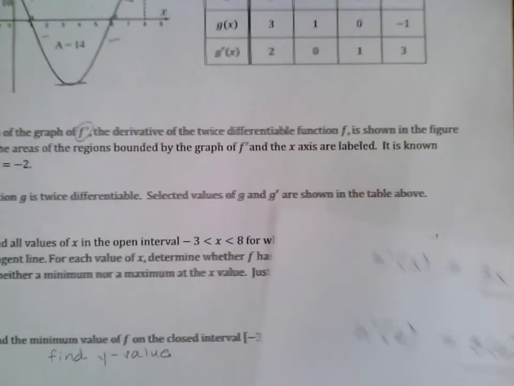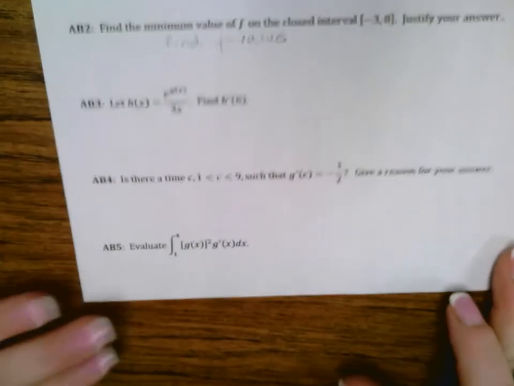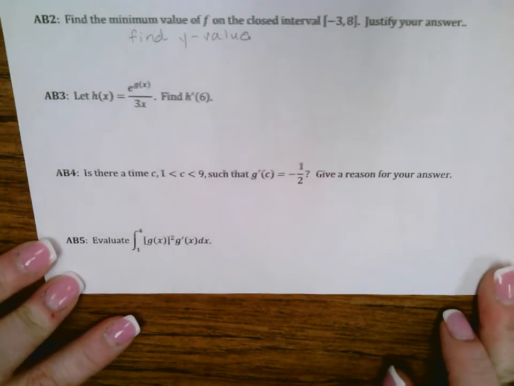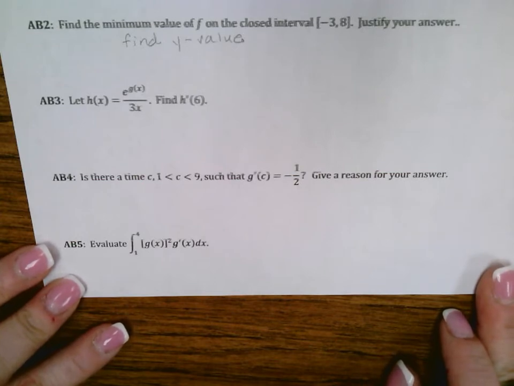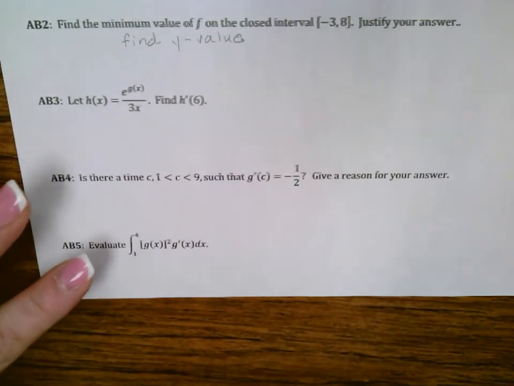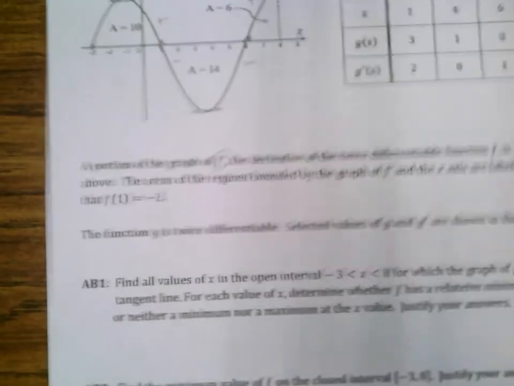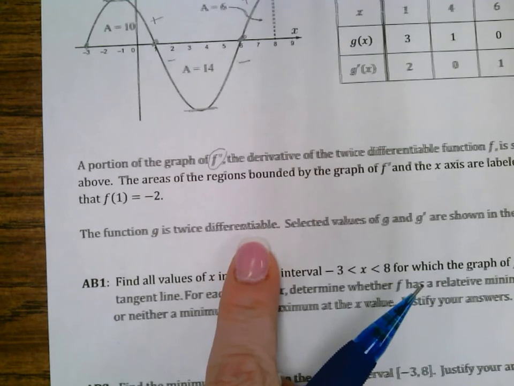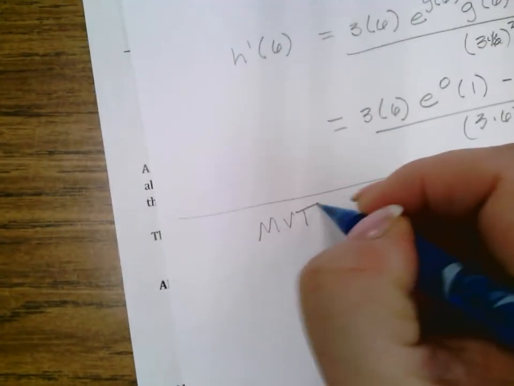All right. For AB4, let me scroll down, show you AB4. AB4 says, is there a time C where C is between 1 and 9 on that open interval, such that g prime of C equals -1/2, and give a reason for your answer? The answer is very simple. The answer is yes, because it is twice differentiable. That means that it's also continuous. And so the mean value theorem guarantees this.